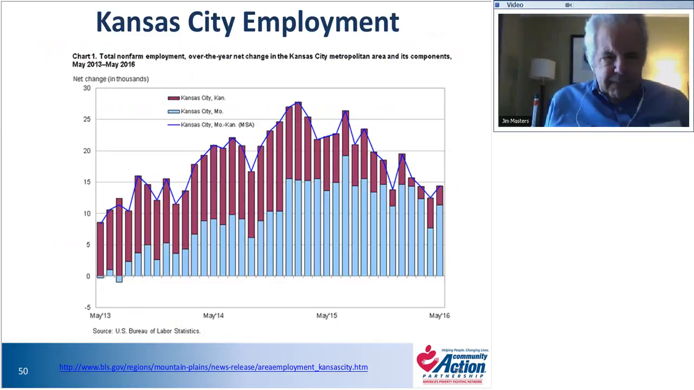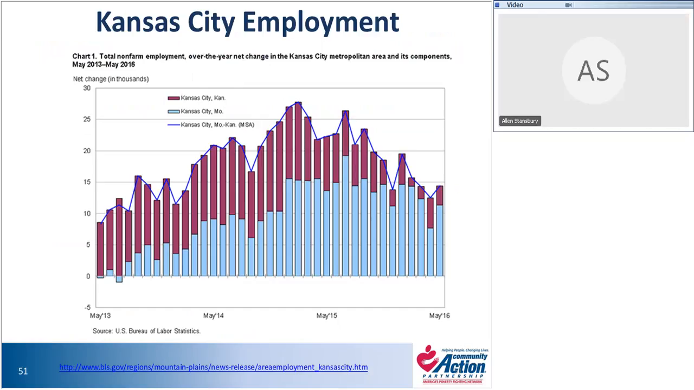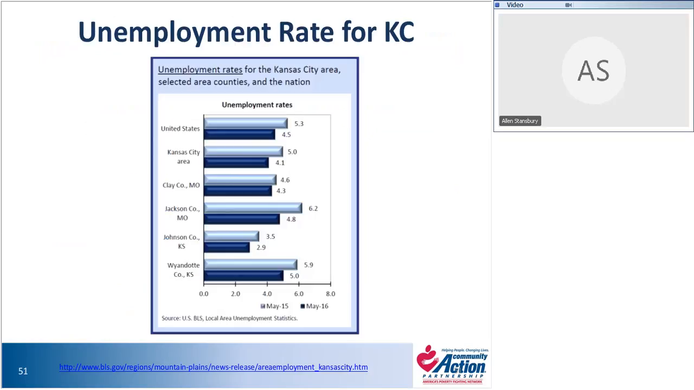Here's a graphic showing non-farm employment between May 2013 and May 2016. You can see there's different portions of this. We've got Kansas City, Kansas, the dark area, and then Kansas City, Missouri, the light blue area. And it's quite an up and down for the metro area. So on that last chart, go back to that last chart a second.